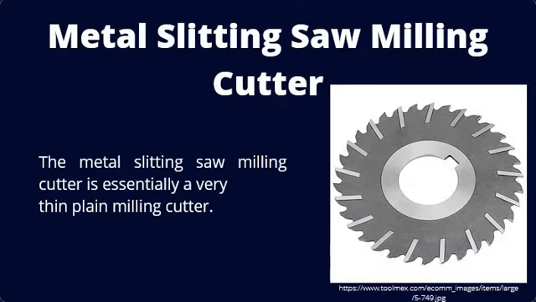Another type of cutting tool in milling machines is the metal slitting saw milling cutter. The metal slitting saw milling cutter is essentially a very thin plain milling cutter. It is ground slightly thinner toward the center to provide side clearance. These cutters are used for cut-off operations and for milling deep, narrow slots, and are made in widths from 1/32 to 3/16 of an inch.